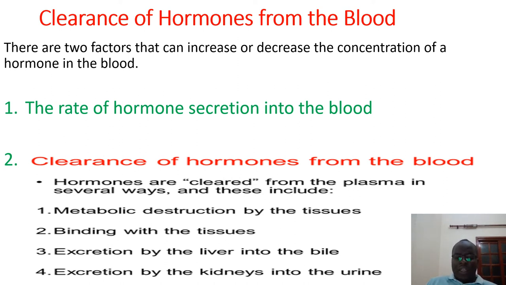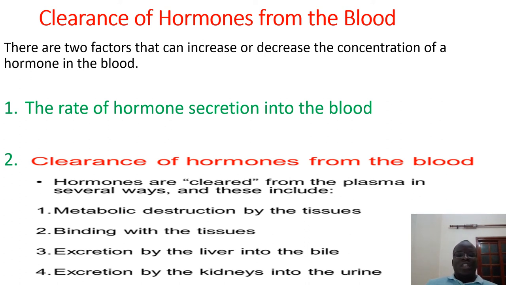Then they can also be excreted by the liver into the bile. So excretion by the liver into the bile. The liver contains some enzymes that can break down certain hormones. And then after the breakdown of the hormones, the byproducts are incorporated within the bile. The bile is going to be emptied into the duodenum. The sphincter of Oddi is regulated by cholecystokinin. With the influence of cholecystokinin, the sphincter of Oddi is going to open up to allow movement of bile. That bile will move into the lumen of the GIT, then it will be incorporated into the fecal material. Then it can be excreted from the body.